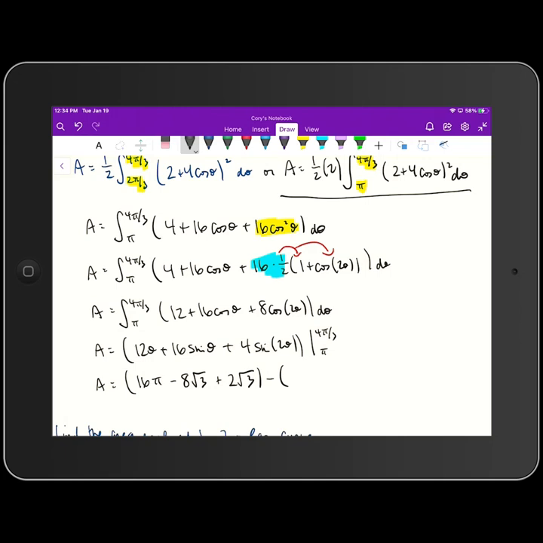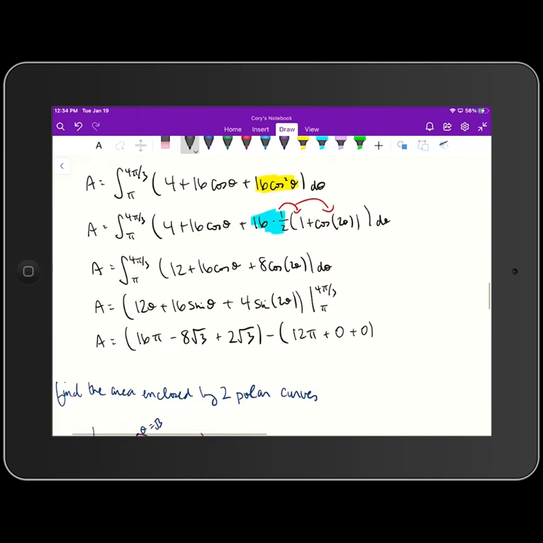So when we plug pi in, we get 12 pi plus 16 times the sine of pi is 0, plus 4 times the sine of 2 pi. The sine of 2 pi is also 0. So it's much easier to evaluate when we have quadrantal angles. That's why utilizing symmetry is so important.